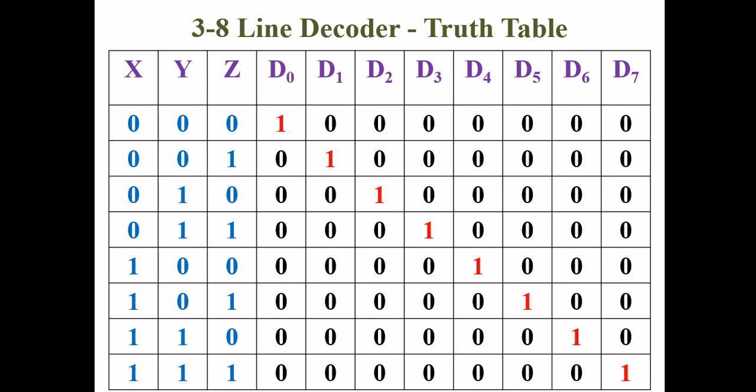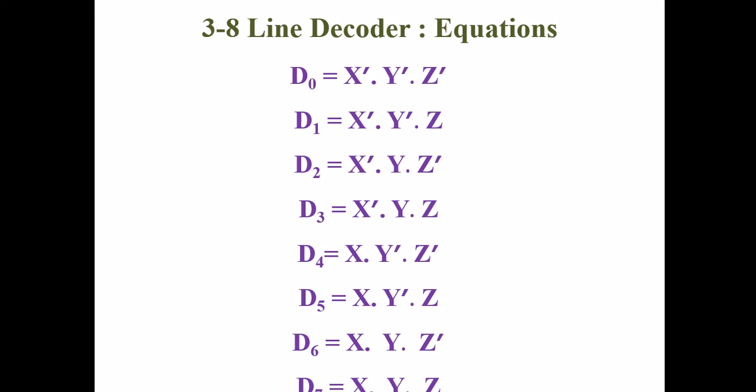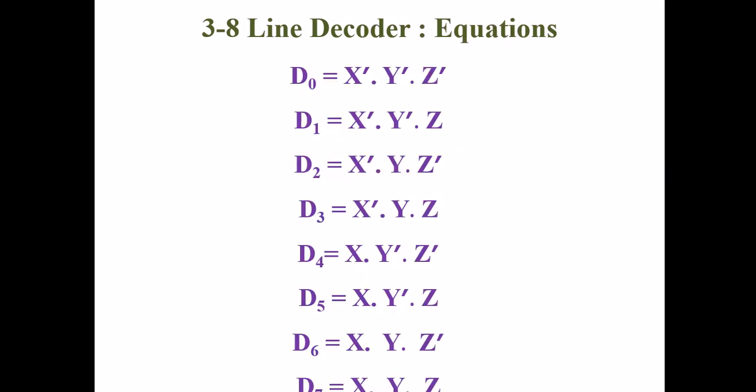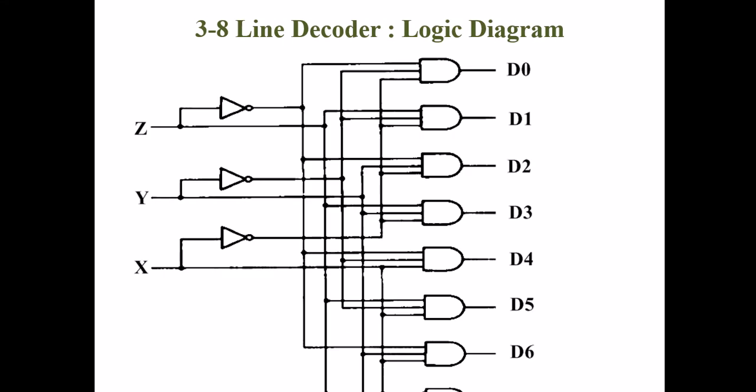This is the respective table. These are the respective equations for outputs from D0 to D7. Like for D3, you have x complement y z. So this is the logic diagram for the decoder. All these mathematical combinations are implemented in this logic diagram.